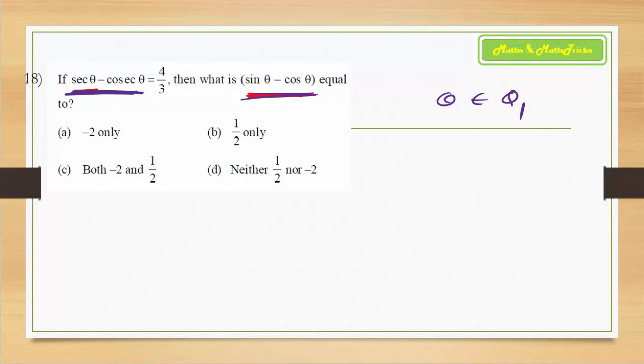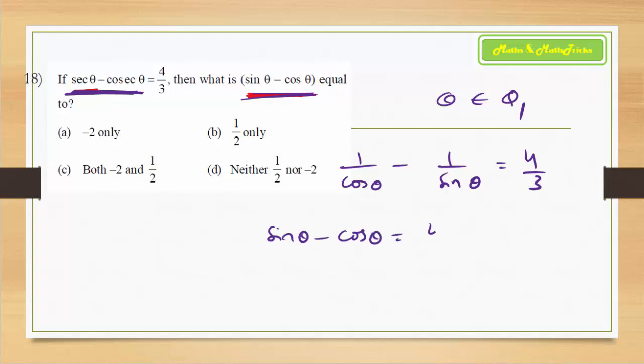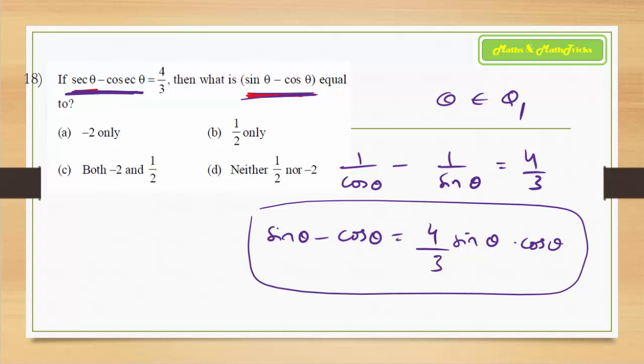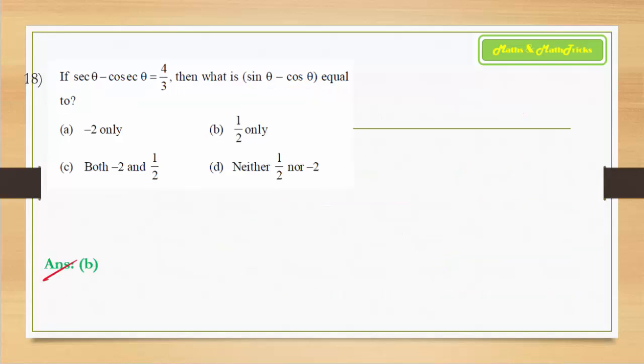So now to find out this value, you can write that as 1 by cos minus 1 by sin equals 4 by 3. And by cross multiplying, you could see that you get sin theta minus cos theta equals 4 by 3 times sin theta into cos theta. This is the value. But you don't know exactly what is the value for this product of sine and cosine. To get that, you again use the same equation, you square on both sides, you will get the two values for that sin theta cos theta. So when you do the squaring, we will get the option B, but let me verify that for you.